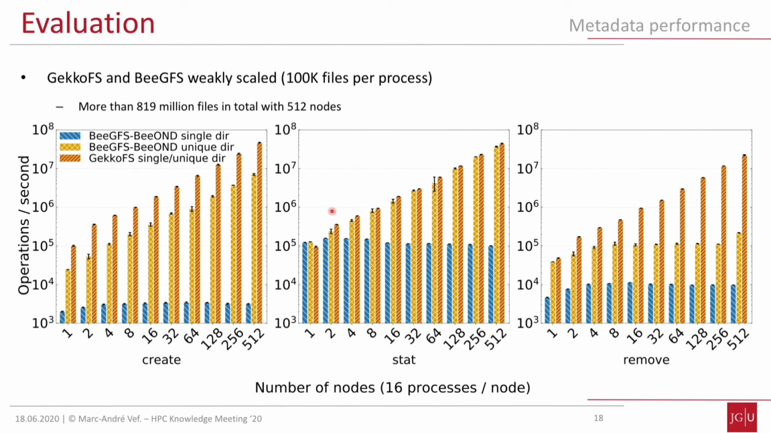For stat operations, GekkoFS and BGFS in the unique case are very similar, but we see the same behavior if BGFS is operating on a single directory. For the remove case, GekkoFS is again scaling linearly with the number of nodes, but BGFS in this case also stagnates at 8 nodes in the unique dir case.